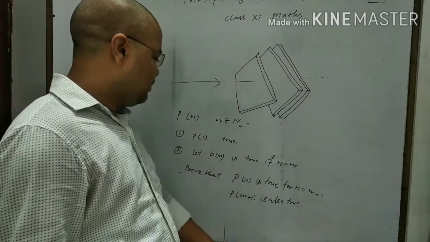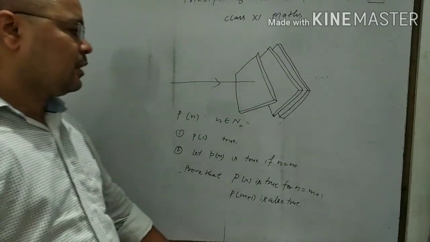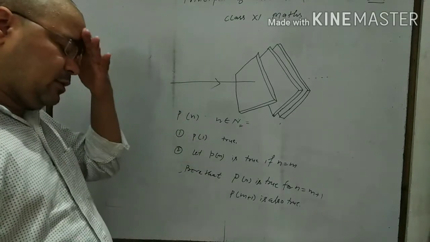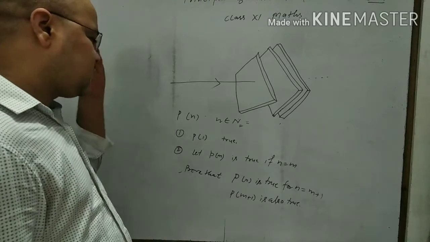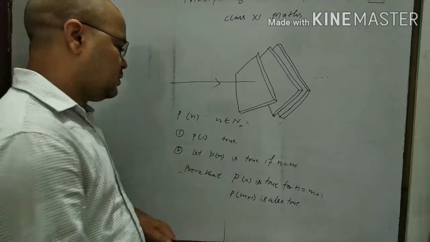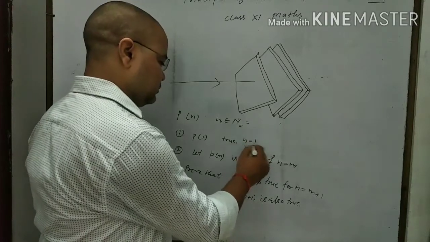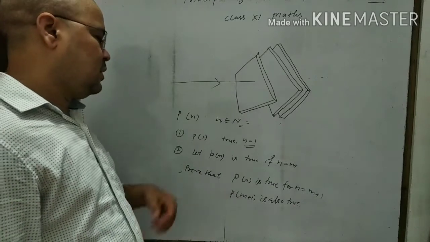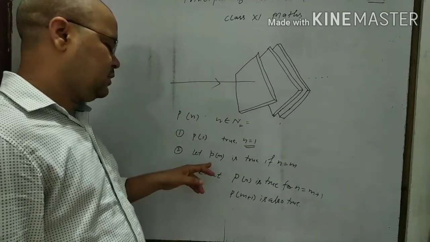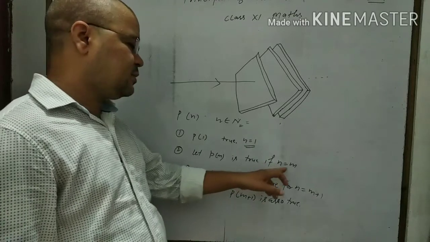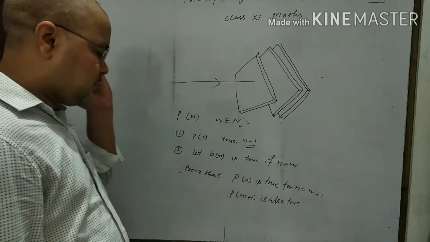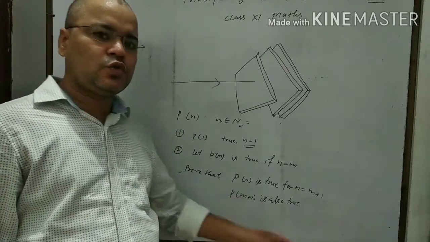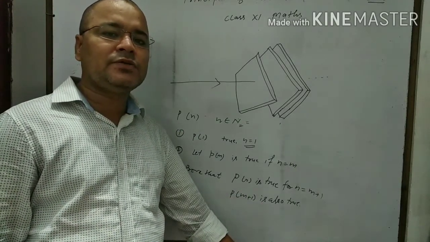In the case of mathematical induction, if any statement is true, then we have to show that the given statement is true for n equal to 1 also. And we just imagine that the given statement is true for n equal to m also. Then we have to prove that the given statement is also true for n equal to m plus 1.